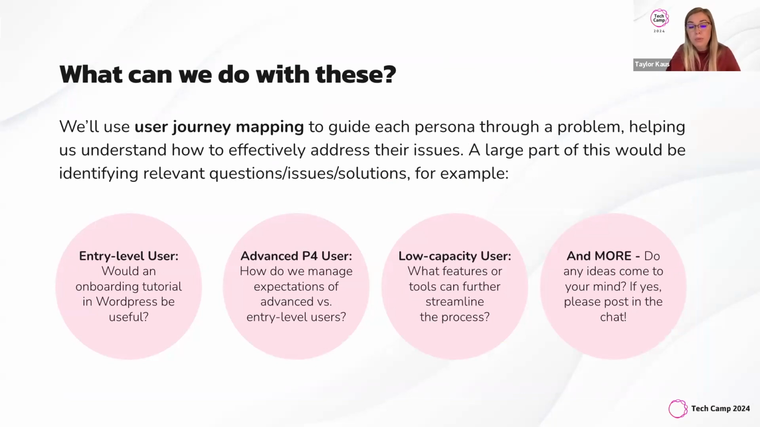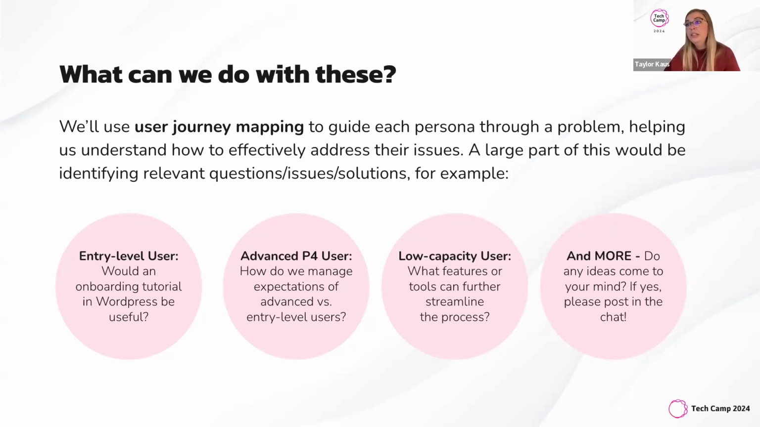So specifically, we plan to use user journey mapping. This is a visualization process where we take each persona through a problem or an issue and the path to reach that solution or goal. And this will help us understand how we can effectively address issues that the community is facing. So a large part of this is identifying relevant questions, issues, solutions.